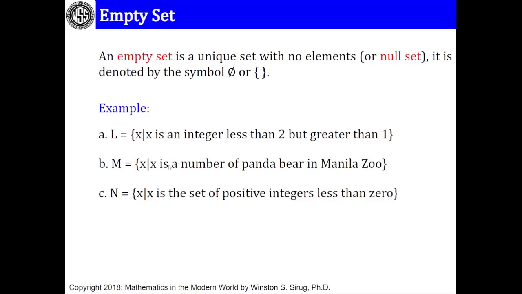So, doon na lang tayo tumingin sa B. Sa B, X such that X is a number of panda bear in Manila Zoo. O, meron bang panda bear sa Manila Zoo ngayon? Wala. So, zero or null set. So, mind you everyone, pag nakita nyo tong null, meaning is empty. When you use it in mathematics, it is zero. Okay. So, we call it a null set because ang magiging value niya kapag ka naging L, tinranslate nyo yung inyong statement, magiging L is equals to yung set lang. Ito. Magiging ito lang siya.